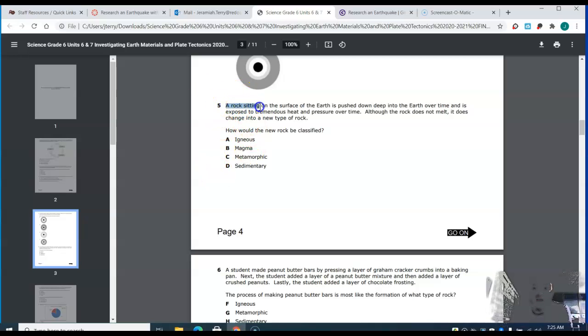Number 5, a rock sitting on a surface of the earth is pushed down deep into the earth over time and is exposed to tremendous heat and pressure over time. Although the rock does not melt, it does change into a new type of rock. How would the new rock be classified? Is it A, igneous, B, magma, C, metamorphic, D, sedimentary?